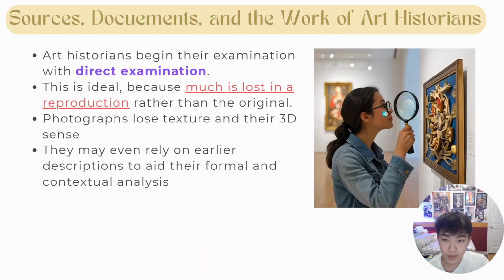Art historians begin their examination with direct examination. This is ideal because much is lost in a reproduction rather than the original. Photographs lose their texture and their three-dimensional sense. They may even rely on earlier descriptions to aid their formal and contextual analysis.